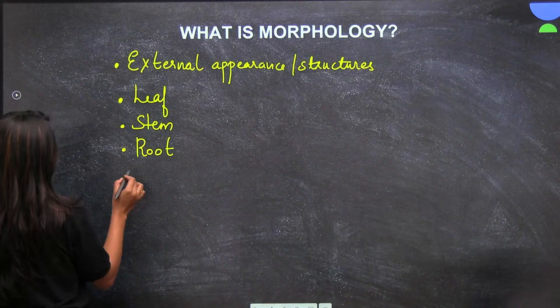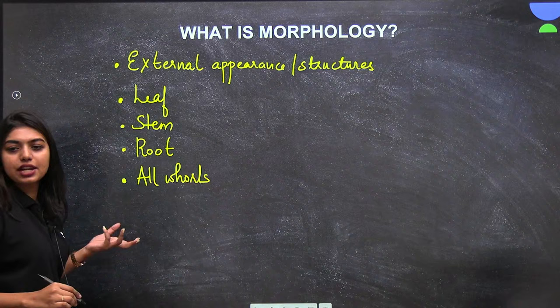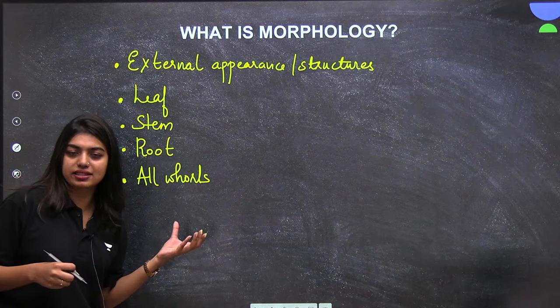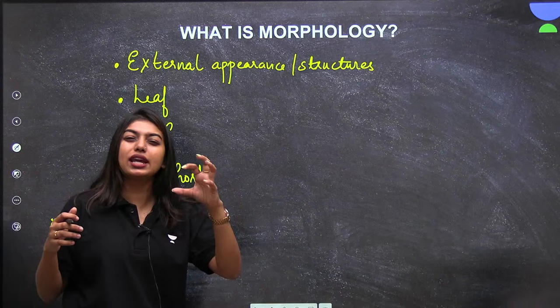All the whorls. These are the things that you see: leaf, root, stem, flower. I am writing all the whorls because we also see the stamen, stigma, ovary, all of this. So, when you study these things, that is what morphology is all about. Clear? Morphology, in simple words, is the external appearance or the external structure. Now, you will be thinking, ma'am, why are you teaching us parts of the plant?